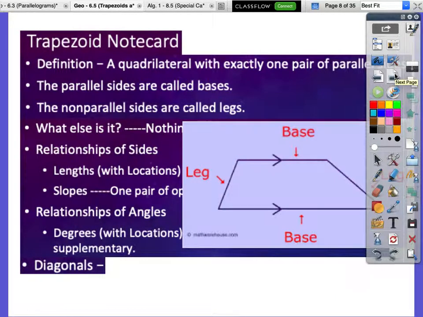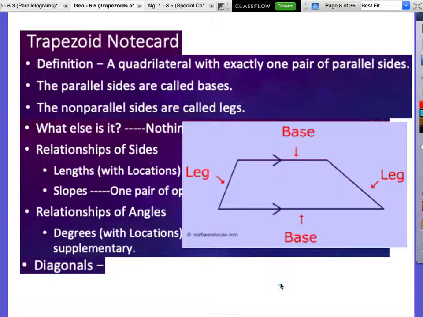Okay, here's our definition. Man, I knew I wanted it to come up sometime soon. I jumped the gun. Okay, a definition: a quadrilateral with exactly one pair of parallel sides, and then I have the picture.